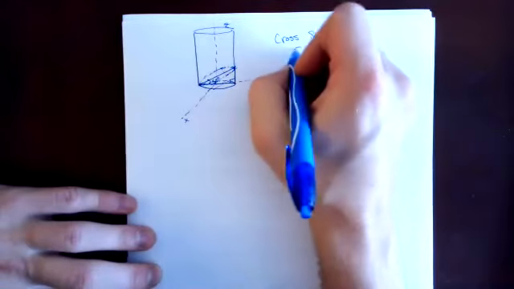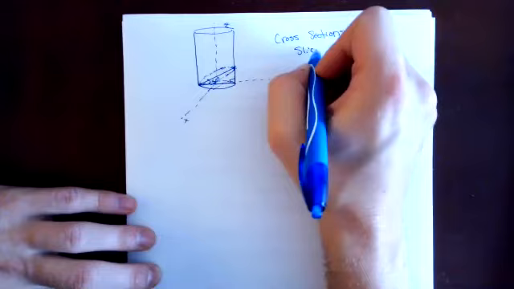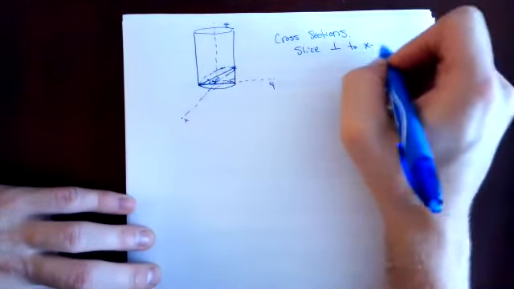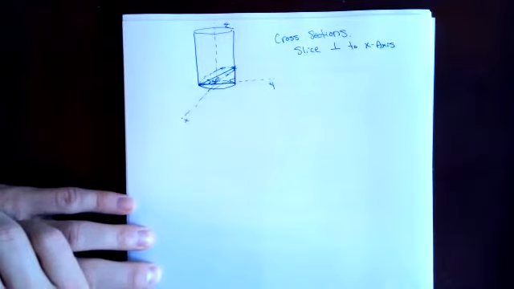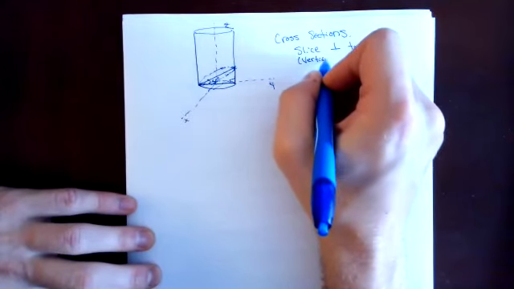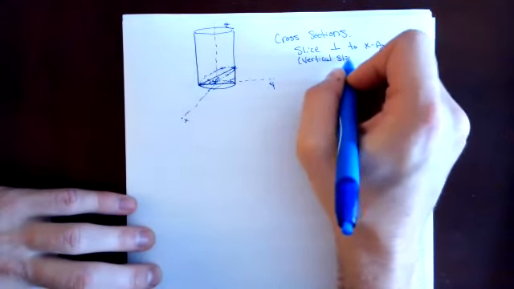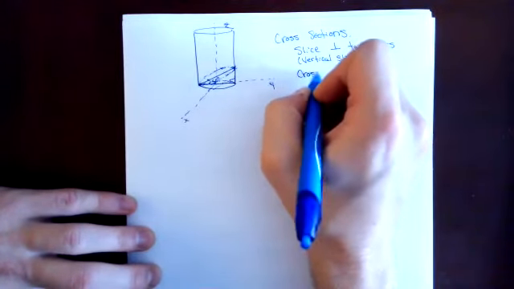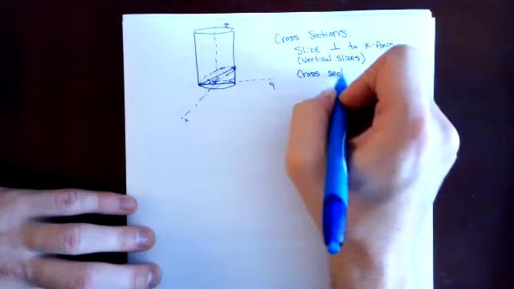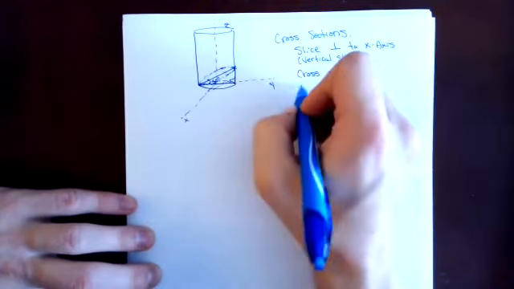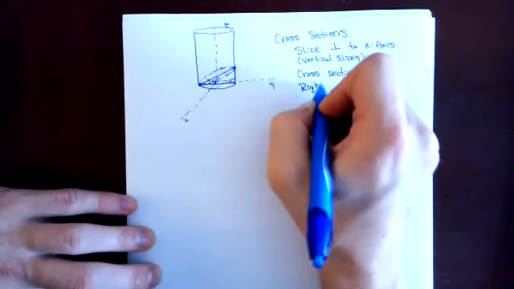So let's do slice perpendicular to the x-axis with vertical slices, which gives us cross sections of right triangles.